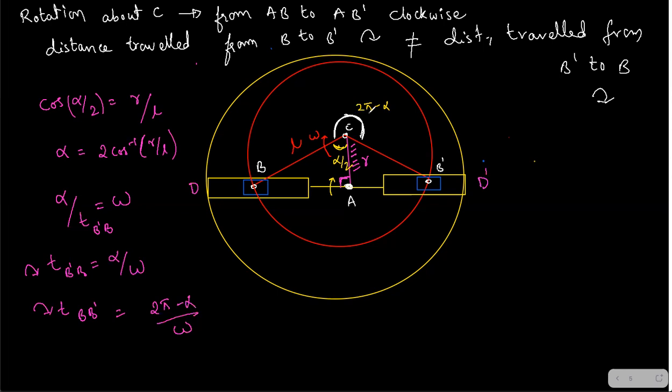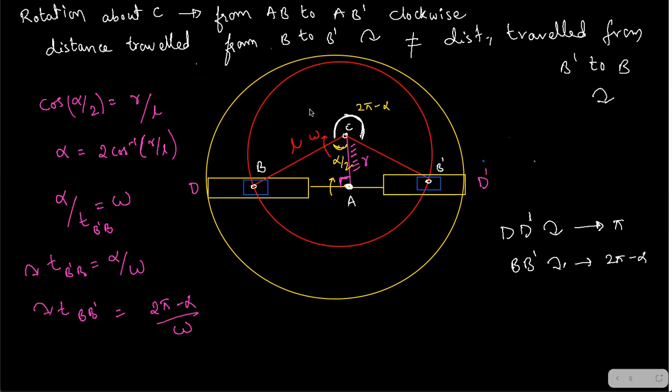Is it the same angle traveled? See, I will write down here. From D to D dash clockwise, I traveled an angle of pi. But in the same time, from B to B dash clockwise, the angle turned is 2 pi minus alpha. It is not the same, the angle is different. You can see that 2 pi minus alpha will take more time than alpha.